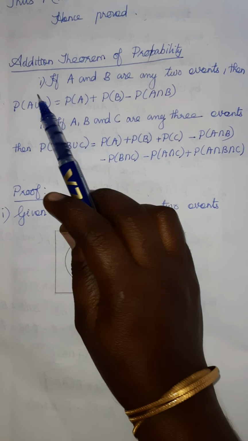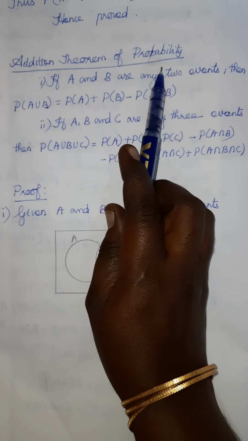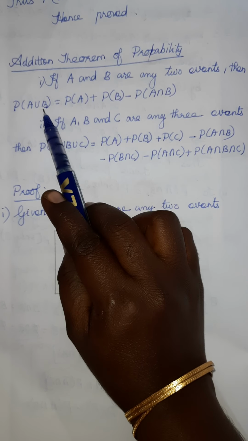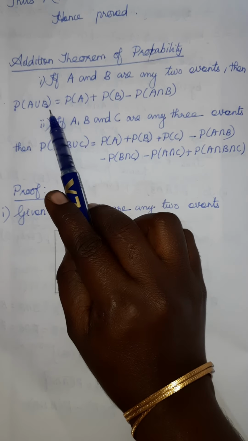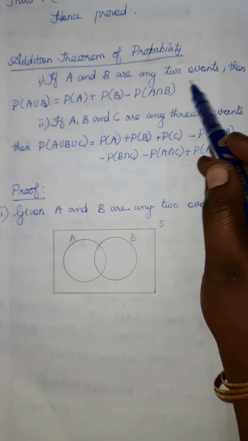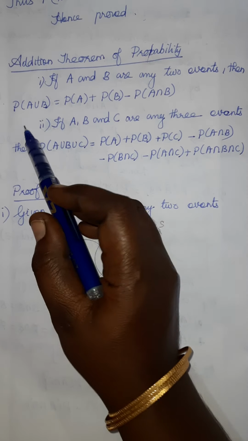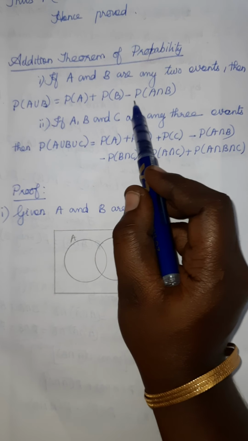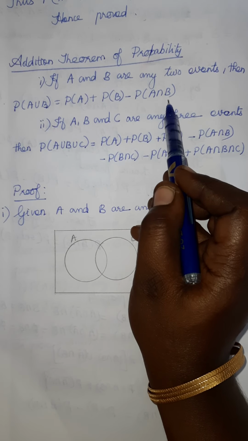Students, next we can learn the addition theorem of probability. How to add the probability of two or more sets. That is the addition theorem. If A and B are any two events, then probability of A union B is equal to probability of A plus probability of B minus probability of A intersection B.